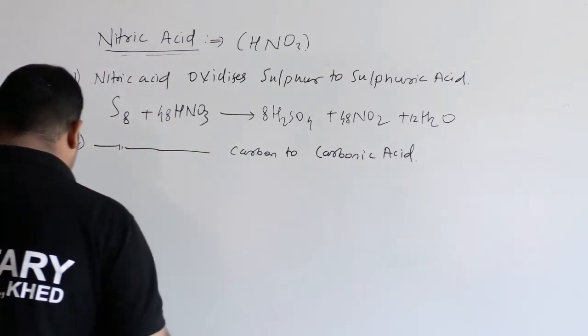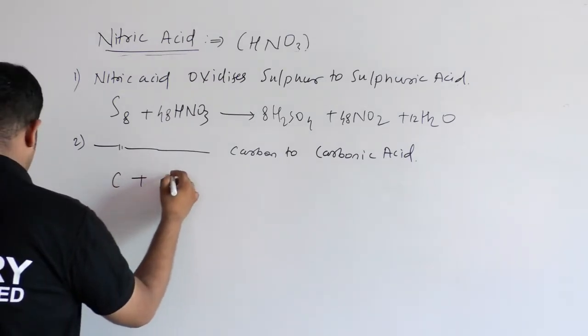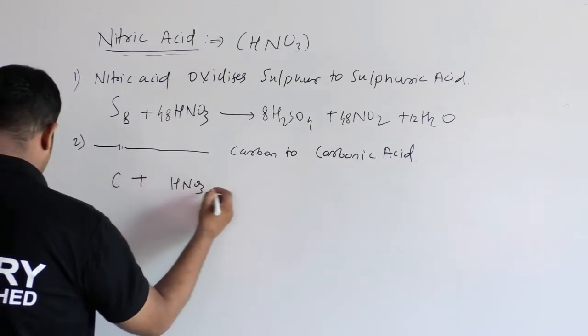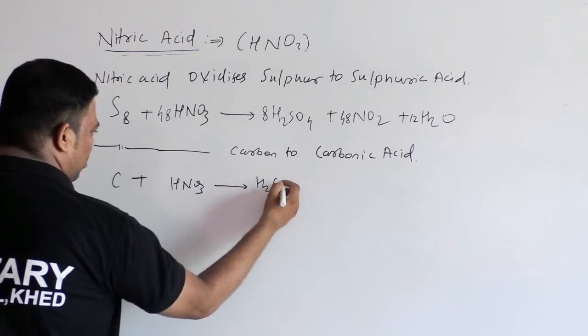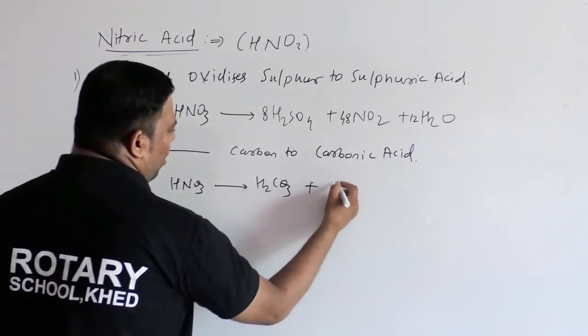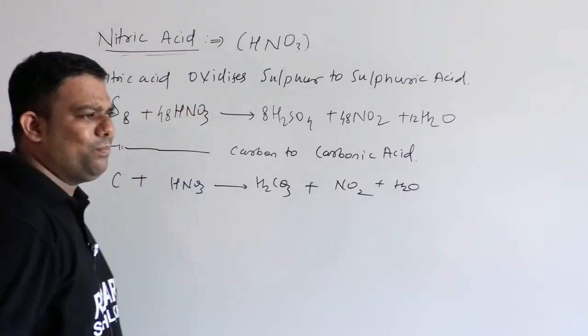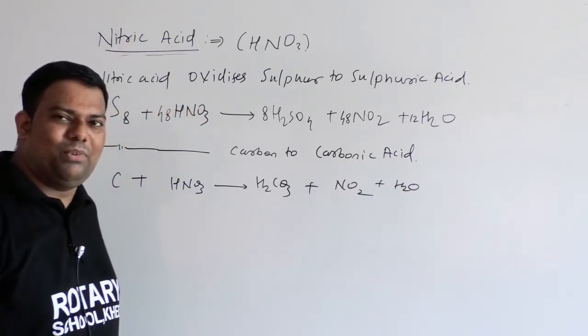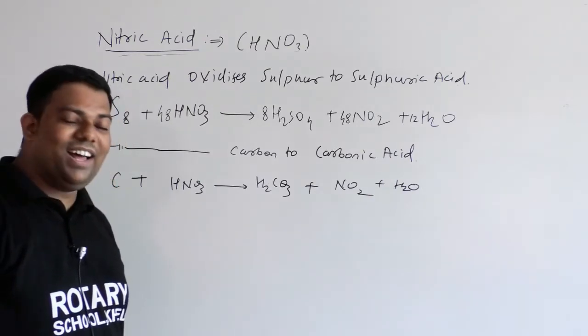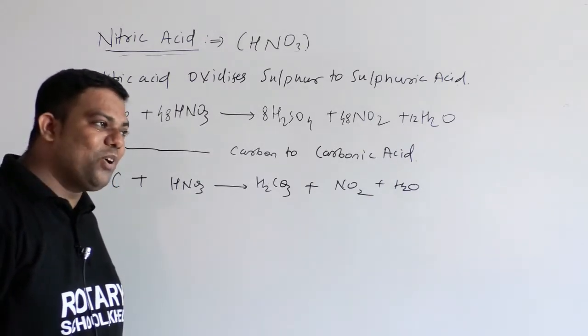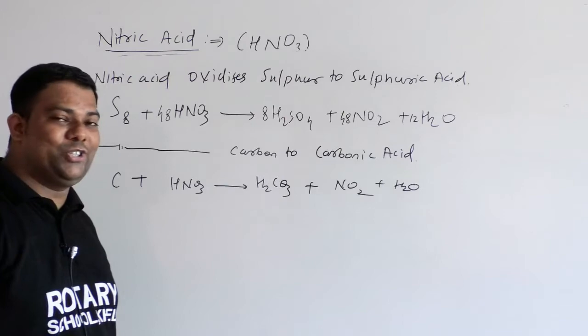Carbonic acid. So see here, carbon plus HNO3. So what will happen? Yes, H2CO3 plus NO2 plus H2O. From this reaction, you will come to know one thing: the byproducts are always NO2 and H2O.